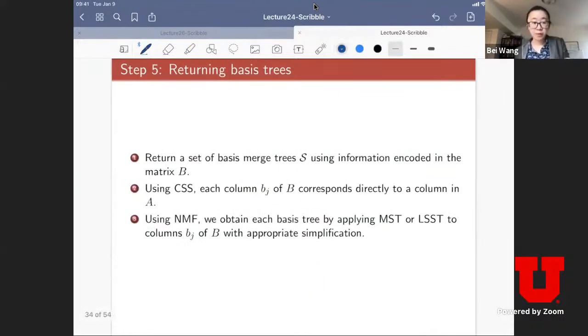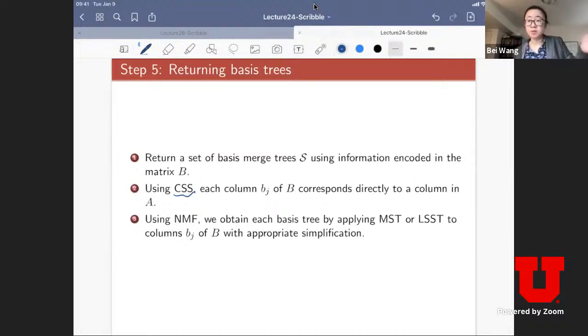and you can do the same thing with the basis trees, but there's something we can cheat a little bit. If my original sketching technique is selecting columns, which is CSS, column subset selection, then I actually don't need to convert the high dimensional vector b_j back to a tree, because they are coming from the original input trees. So you can just recover the corresponding column that you selected and the tree it comes from, right?